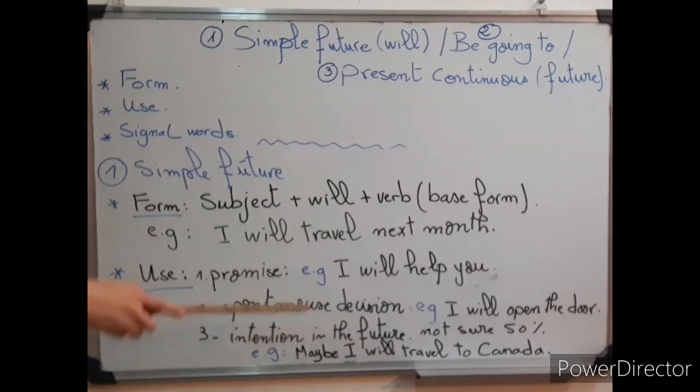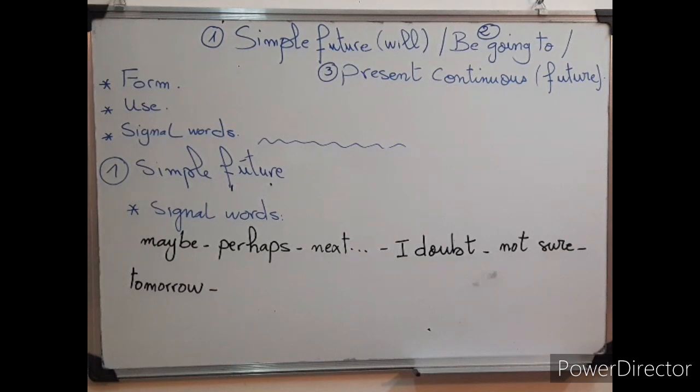to give promises, to promise someone, decisions that are spontaneous, and intentions in the future that are not sure, 50% sure. Clear? So these are the uses of simple future, and this is the form: subject plus will plus verb in the base form, will not in the negative, and will plus subject in the interrogative.